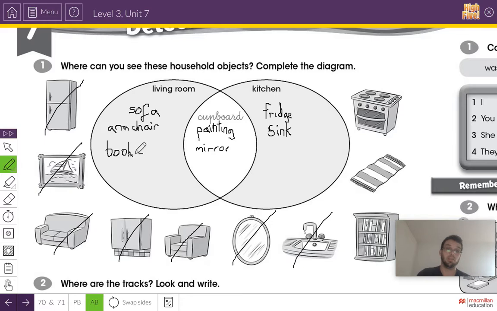Bookcase. Okay, bookcase. Very good. All right, there's our bookcase.